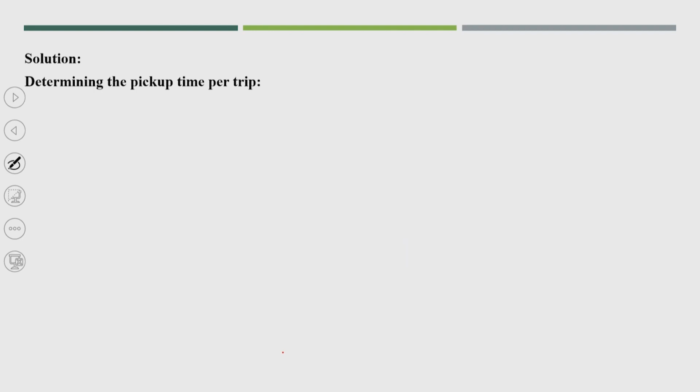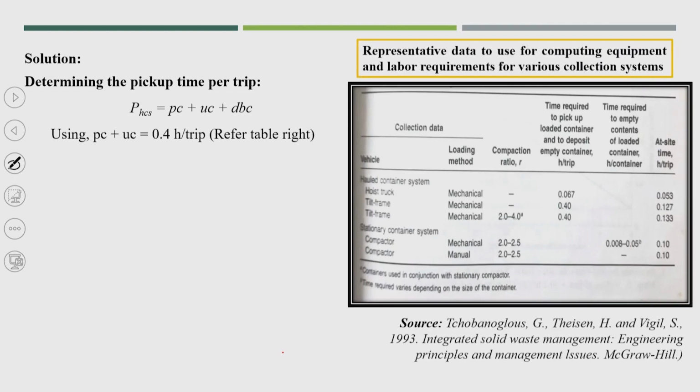First we will determine the pickup time per trip, that is PHCS. PHCS is equal to PC plus UC plus DBC. Now, here the DBC value is given, but PC and UC are not given. These PC and UC values will be referred from a table. I think you try to find the source. This is a very good book, and some of the notes I also took from this book. This is a very good book for reading purposes.